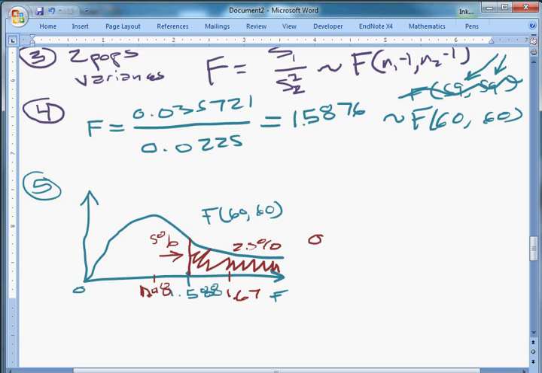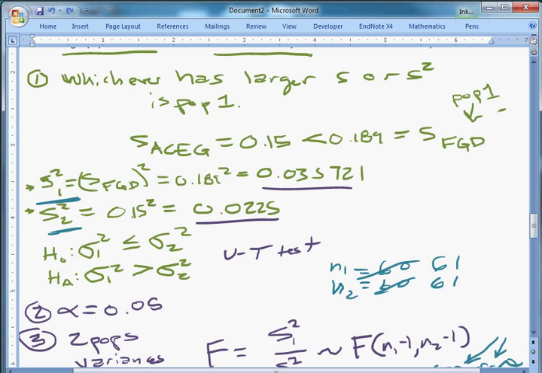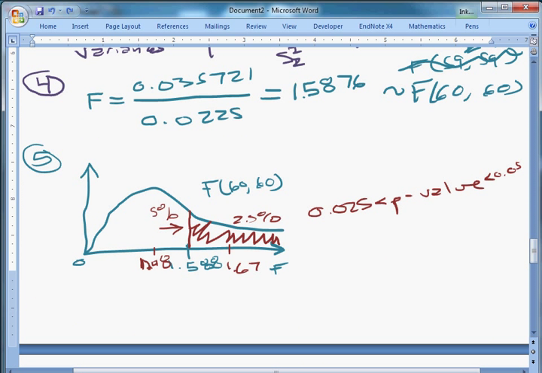So 0.025 is less than our p-value, which is less than 0.05. That's what we can say. We can bound it, just like we did with t's, just like we did with chi-squared. Okay. So, that tells us something. We're in between here.